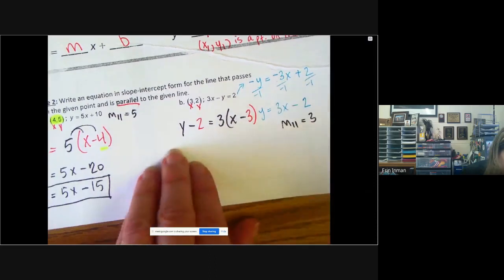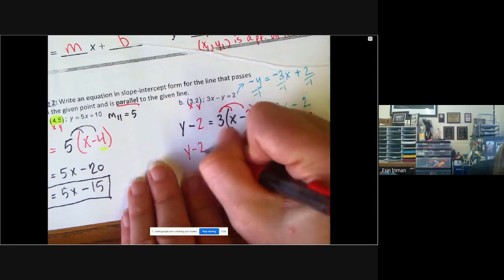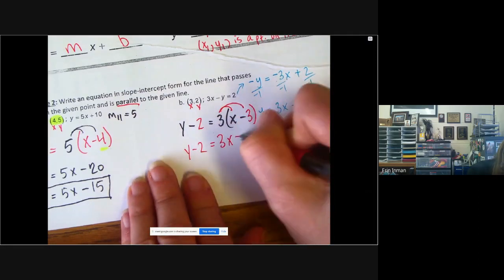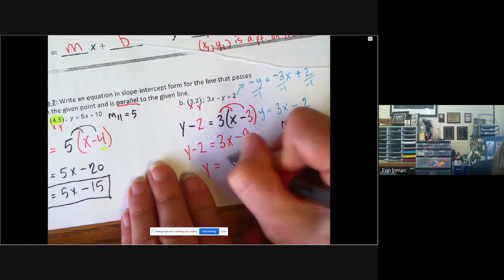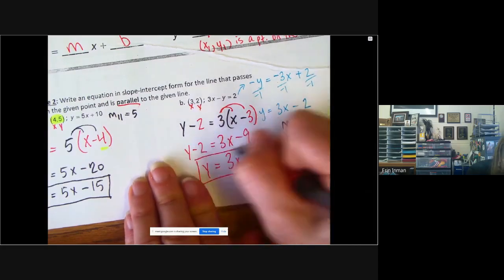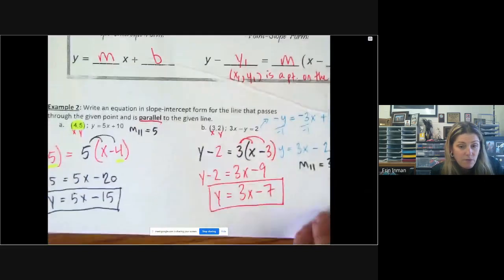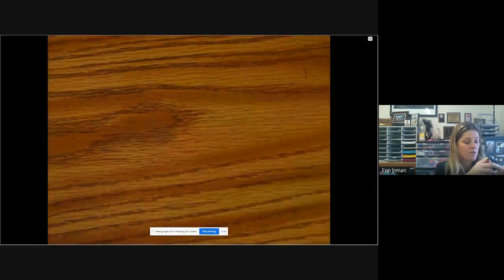And when I go ahead and distribute, I end up with y minus 2 equals 3x minus 9. Adding 2 to both sides, I get 3x minus 7. Okay. All right. Let's do a couple of examples where these both were parallel lines. Let's look at a couple that are perpendicular.